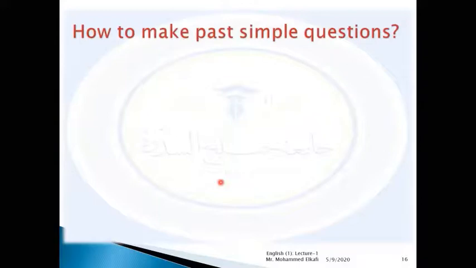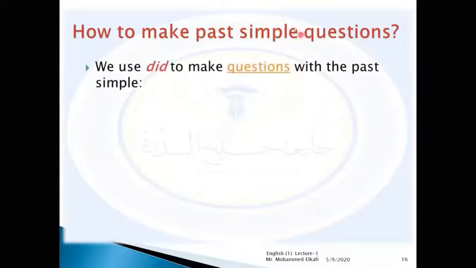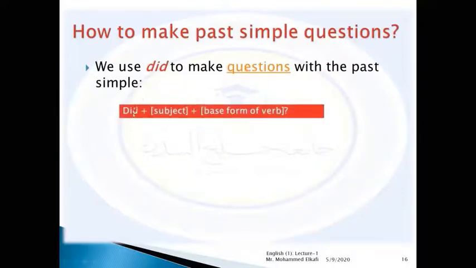How to make past simple questions? We use did to make questions with the past simple. So the form will be like this. Did first, with all the subjects, did plus the subject, or even the pronouns or even the noun, did plus the subject plus the base form without adding anything to the verb here.